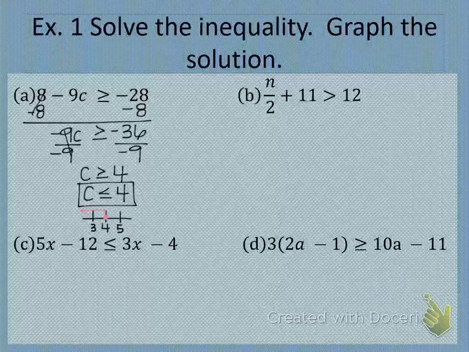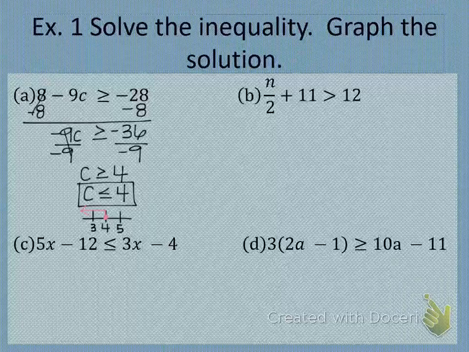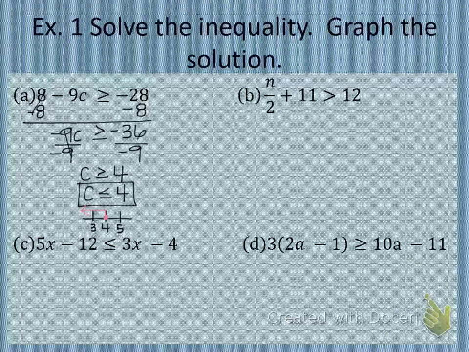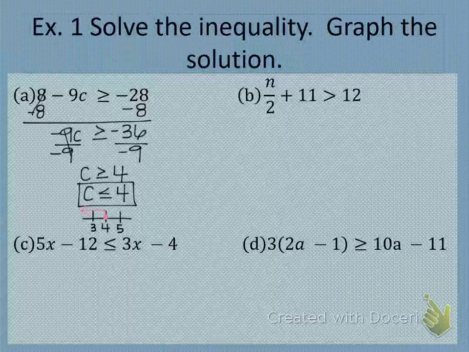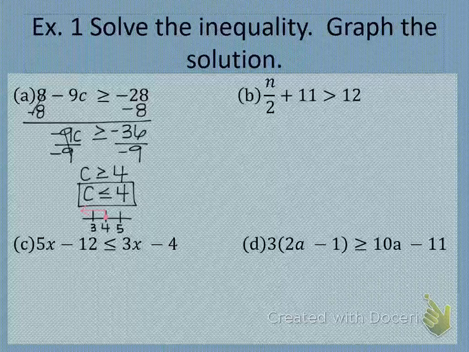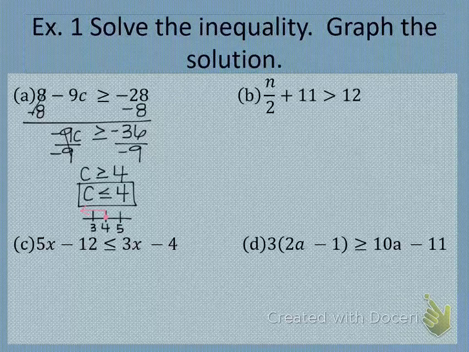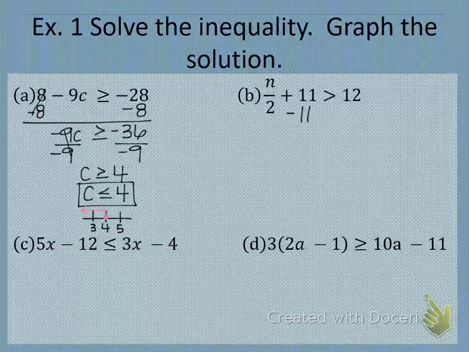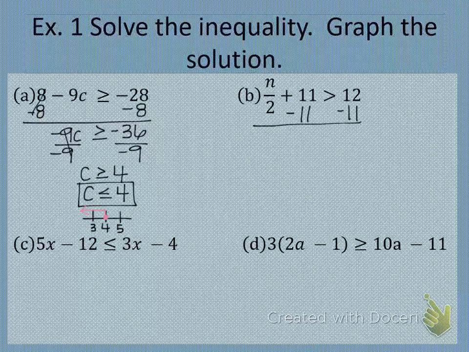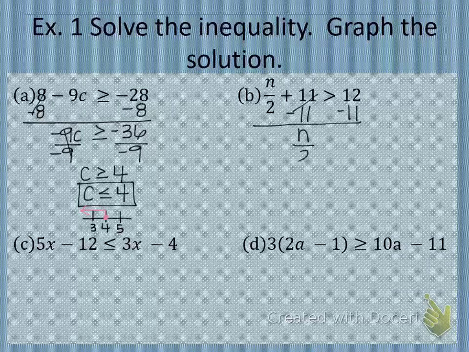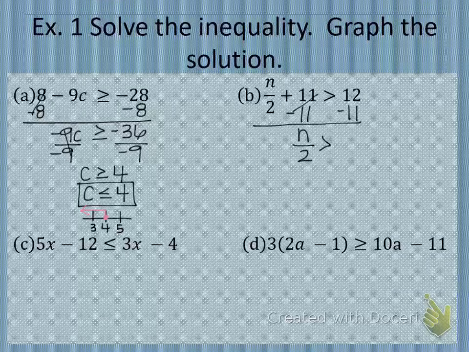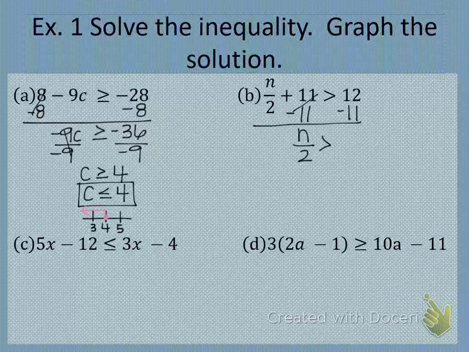Okay, now let's look at letter B. Distributive property, yes or no? No. Combine like terms? No. Move a variable? No. So we're right back to adding or subtracting. Xavier, what should we be adding or subtracting in letter B? All right, how do we move 11 to the other side? We subtract 11 from the other side. Awesome. So we bring down n divided by 2, and it's greater than, class, what's 12 minus 11?